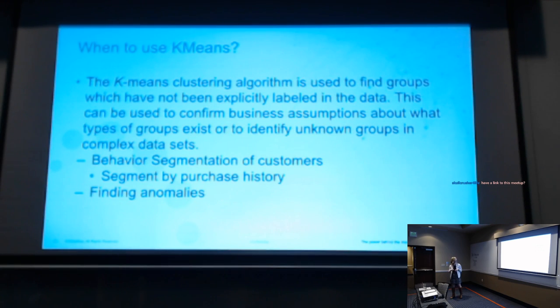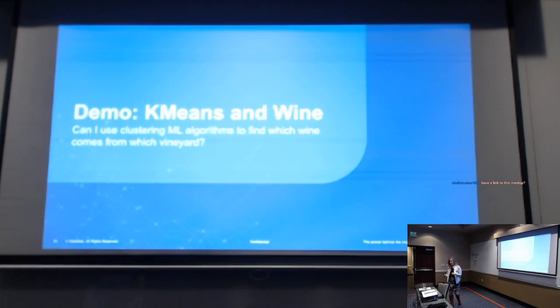So when would you actually use k-means? Why would this be something you want to do? It's pretty simple. It's unsupervised learning, so imagine this is not data that you already have labeled with a group. You're trying to label it with a group. This can have good business applications, like if you're trying to figure out buyer behavior by segmenting buyers into a particular group, or finding anomalies. All right, so let's get to the demo.